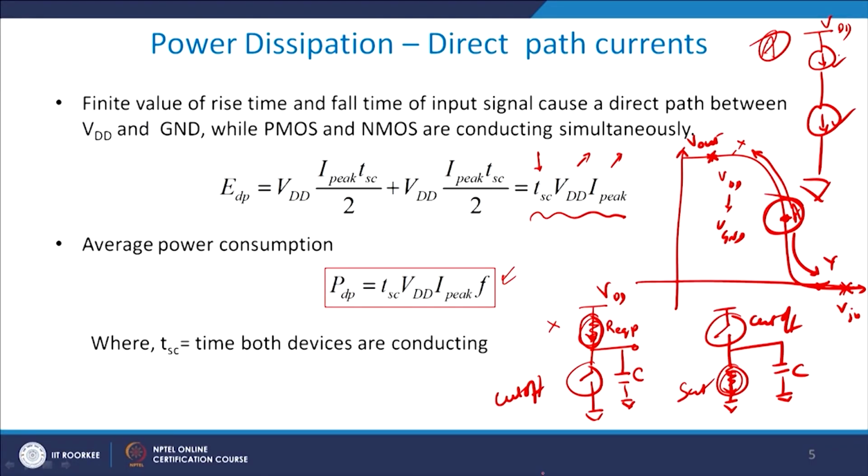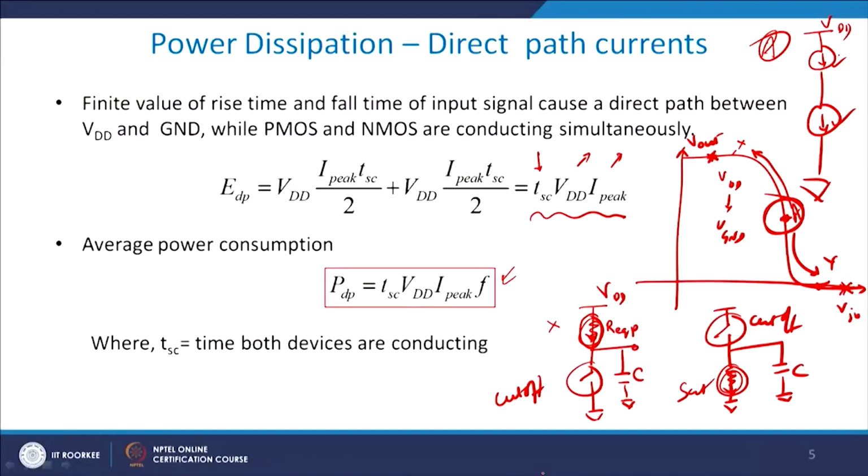If you go once from high to low and then from low to high, you are actually traversing the short circuit path twice, and therefore it depends on the value of this. TSC is the time when both the devices are conducting. So these are the two times when they are conducting. So we have discussed basically the dynamic power. We have also understood what the short circuit power is. Let me give static power.